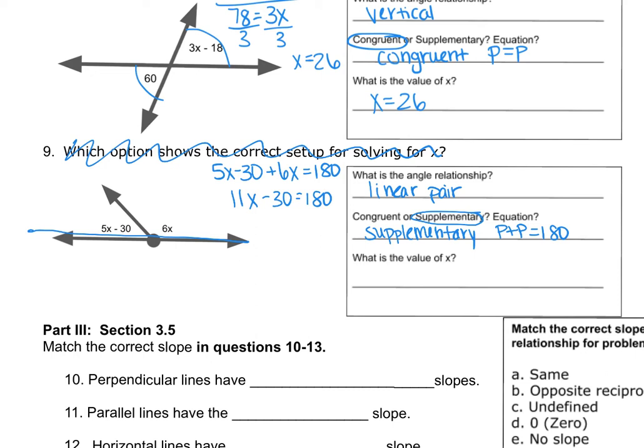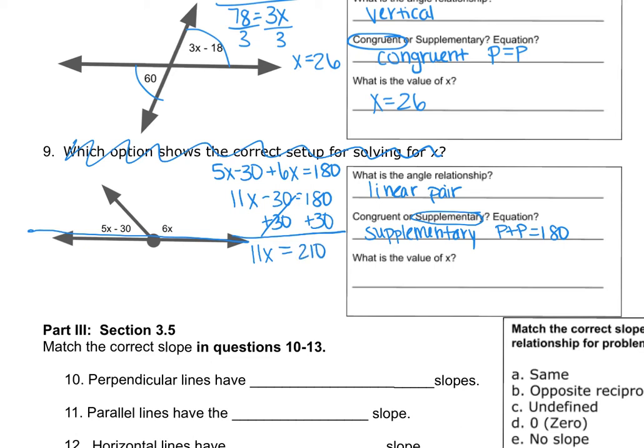Now there's nothing else to combine, so we can start moving things to the other side. We're going to start by moving the 30. We're doing the opposite, so we're going to add 30 on both sides. So bring down your 11x. The 30s cancel out, and 180 plus 30 is going to give us 210.